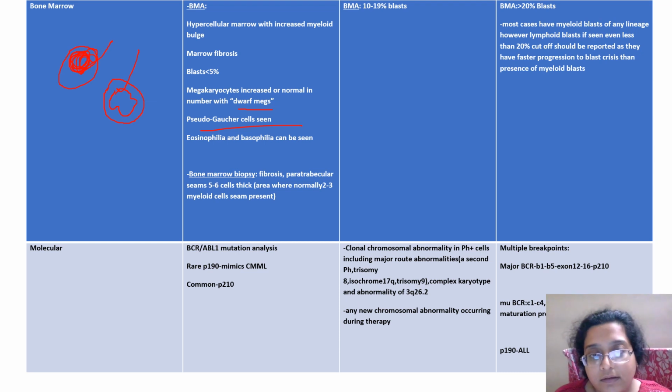Okay. Then accelerated phase may show other clonal chromosomal abnormalities in Ph positive cells, including trisomy 8, isochromosome 17, trisomy 9, complex karyotype, and any new chromosome. And if there is any other chromosomal abnormality occurring after drug therapy, all that is accelerated phase. Then blast will show you multiple breakpoints like BCR B1, B5, exon 12, 16, P210, mu BCR, C1, C2. These are all the breakpoints which you should know for competitions actually. Mostly you need to remember P190 and P210. Okay.